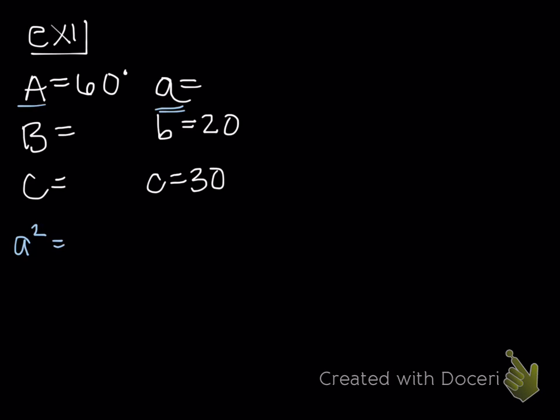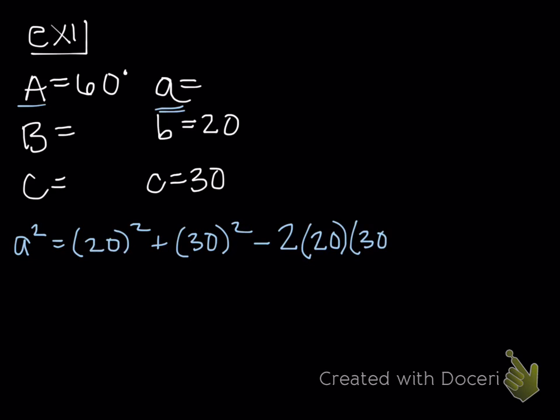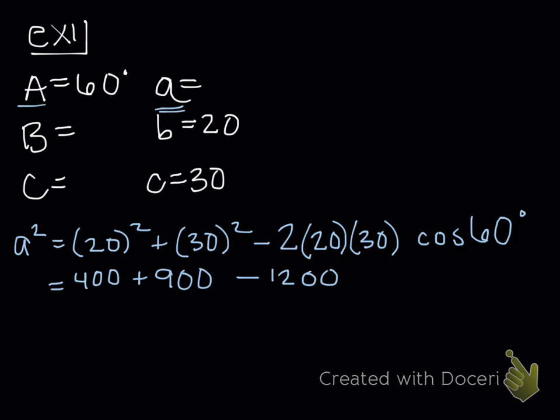So I have a squared equals b squared plus c squared minus 2b times c times cosine of 60 degrees. And now we're going to go in stages. I know 20 squared is 400, 30 squared is 900, minus 2 times 20 times 30, which would be 1200. And when I type cosine of 60 degrees in the calculator, I get 1/2.